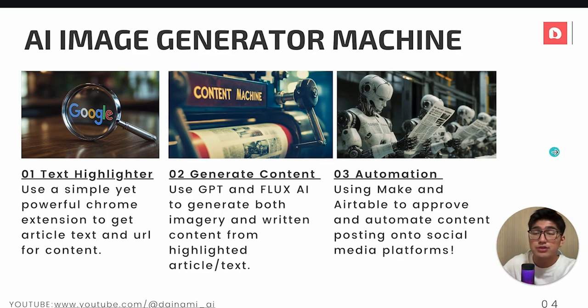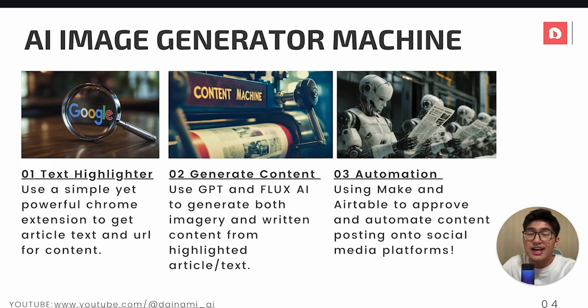And so what are we going to build today for our automation? Right, we're going to create an AI image generator machine that first uses a simple Chrome extension to get article text and URL for content. What this does is that we just need to highlight any content that we can find on the internet and it will automatically send it to our Make platform for automation.